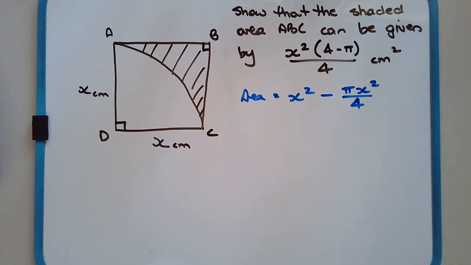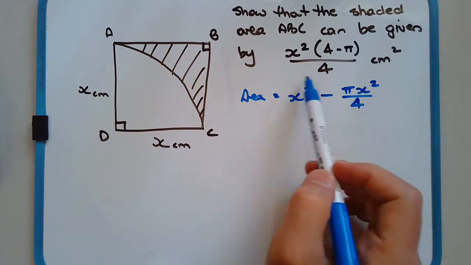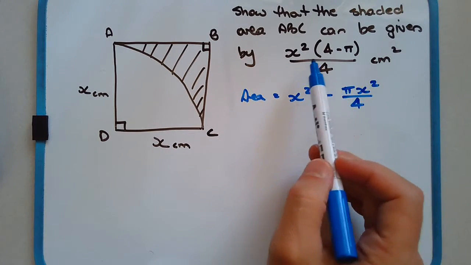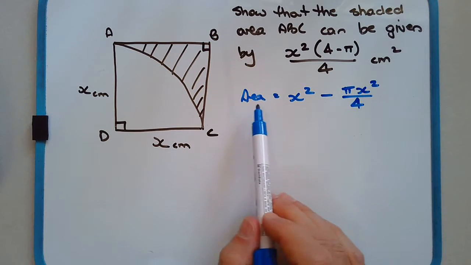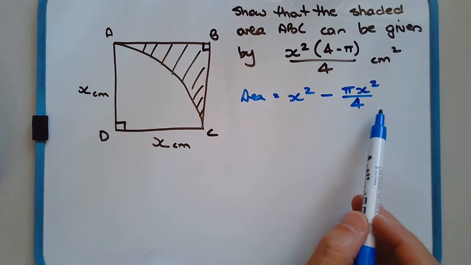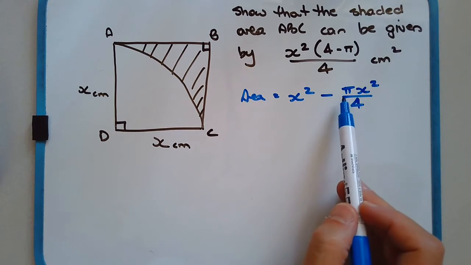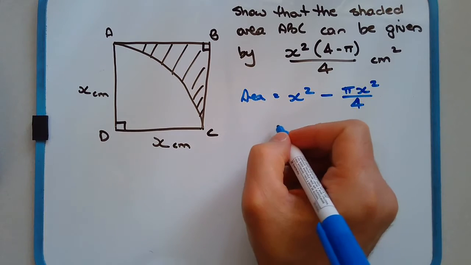Now, the question gives you basically the form of the answer. It wants it as a single fraction. But notice that when we've written down the expression for the area, it's two separate terms. So let's combine the x squared and the pi x squared over 4 into a single fraction.